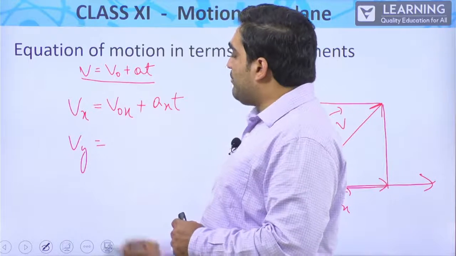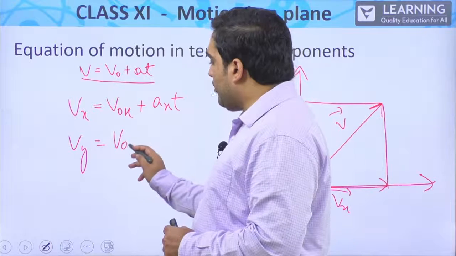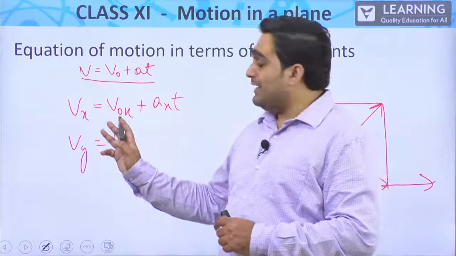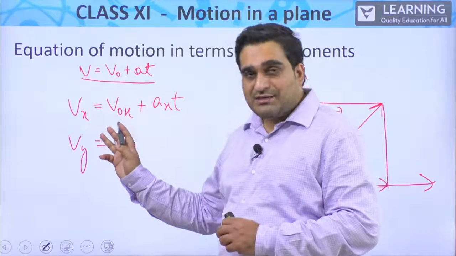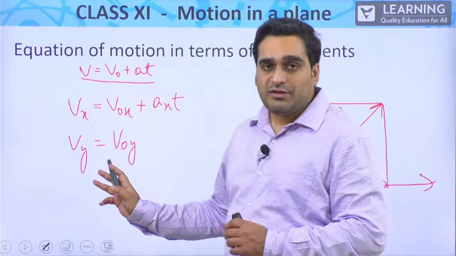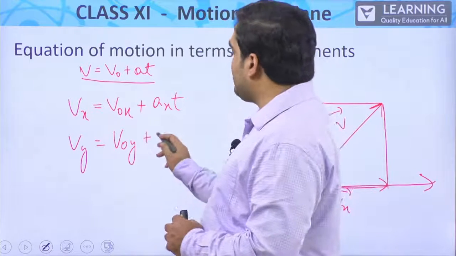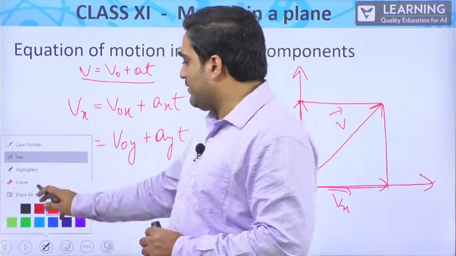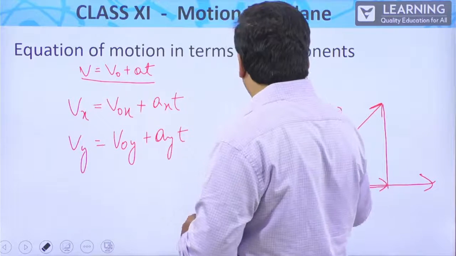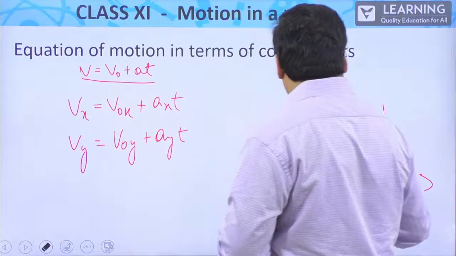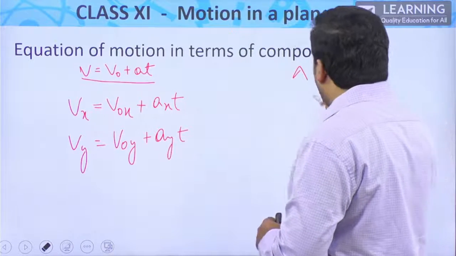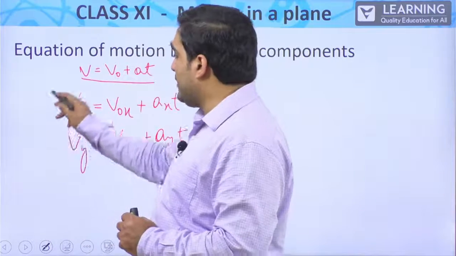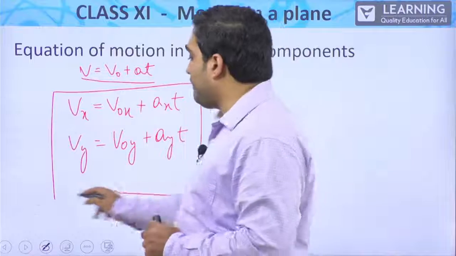So the velocity component along the y-axis is v naught of y plus ay of t. What are v naught x and v naught y? They are the initial velocity along the x-axis and the initial velocity along the y-axis. Good. So now we have obtained the first equation of motion in terms of its component form.